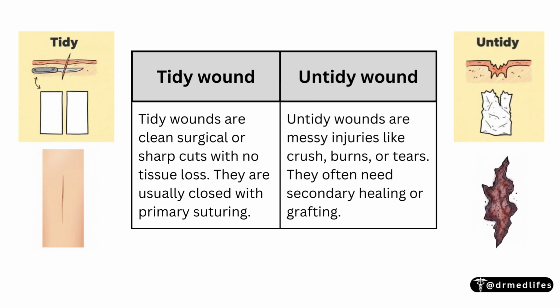Untidy wounds. These are messy. They come from crushing, tearing, burns or vascular injuries. They often involve infected or dead tissues. You can't just stitch these up. They often need to heal by secondary intention. It means they stay open to heal from the bottom up or require skin grafts later.